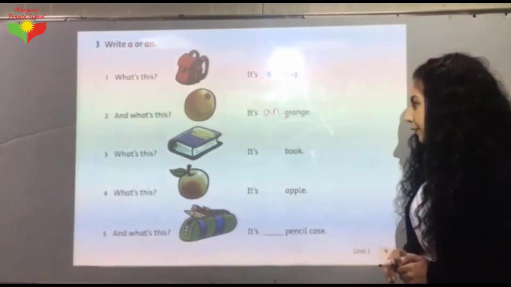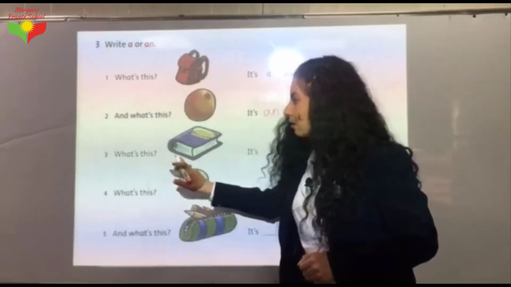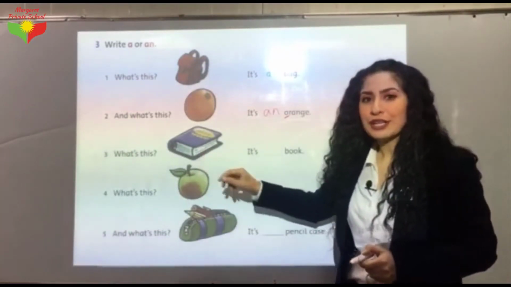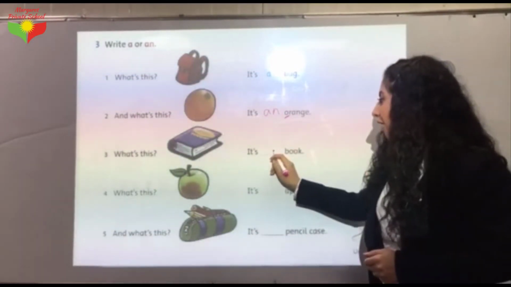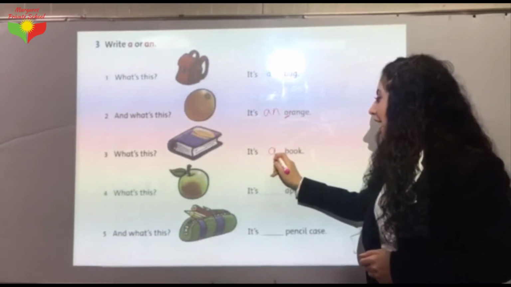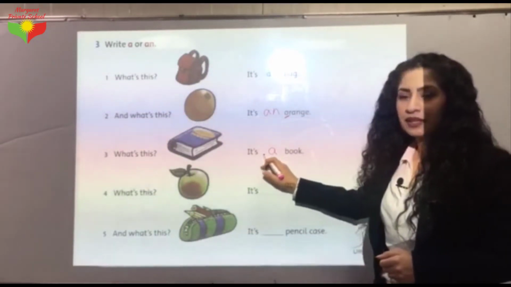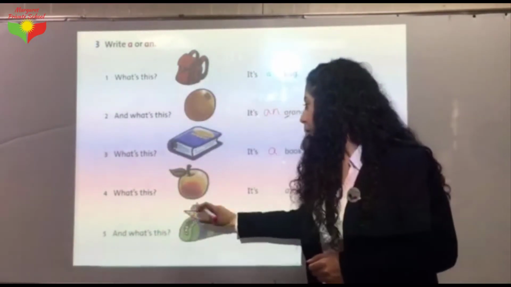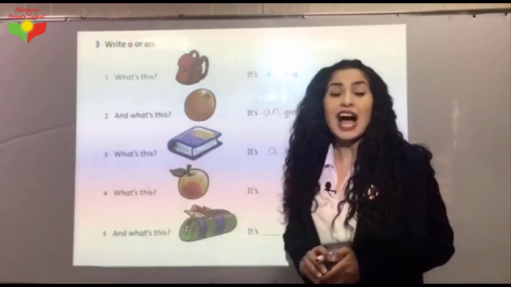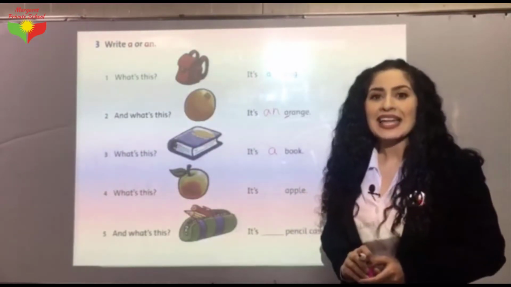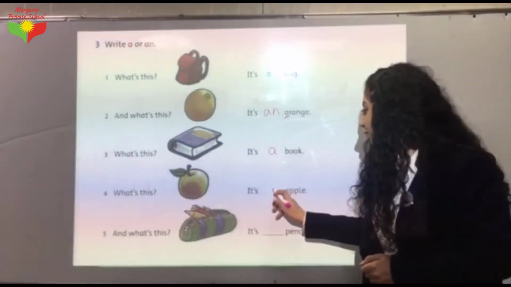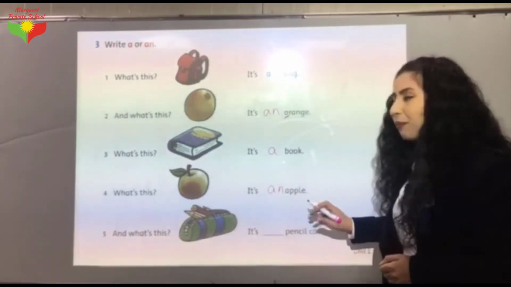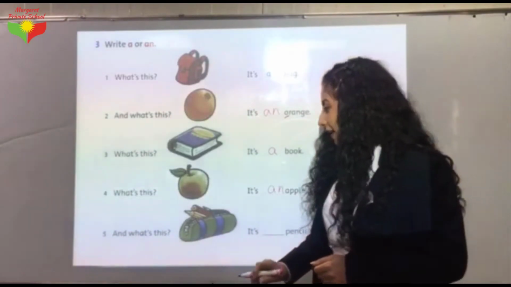Okay, the third one. What's this? It's a book. Okay, it's a book. We have to write a in this space. Let's go to the fourth one. What's this? It's an apple. So we have to write an. Let's go to the last one.